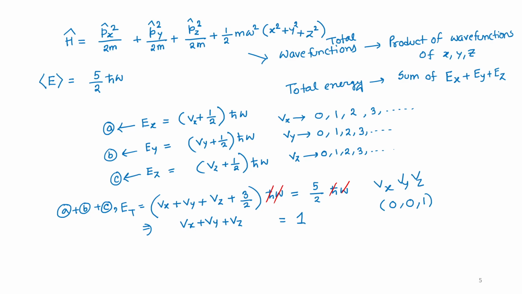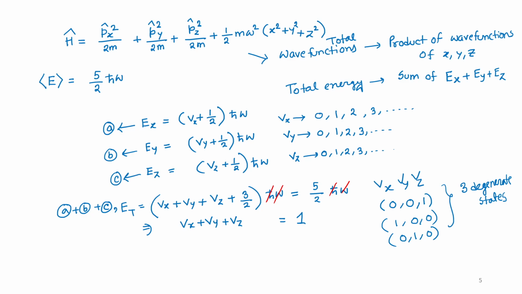Yes, three degeneracy. Vx is 1, others are 0, and Vy is 1, others are 0. So we are going to get a degeneracy of 3, three degenerate states, right? So that is what it was.